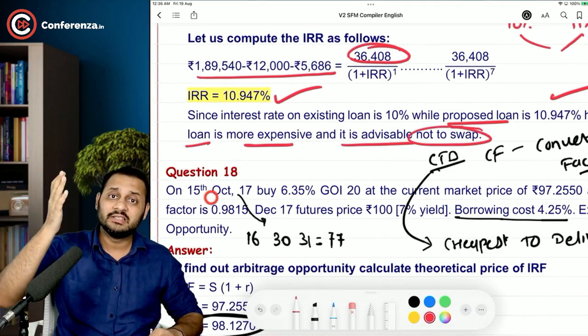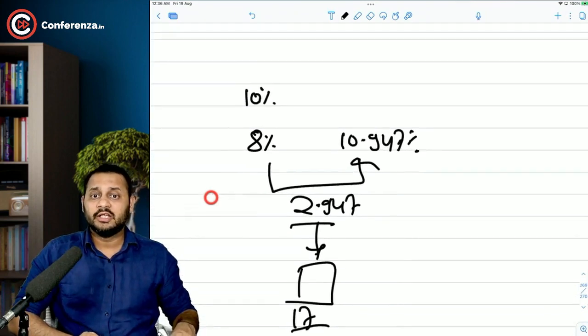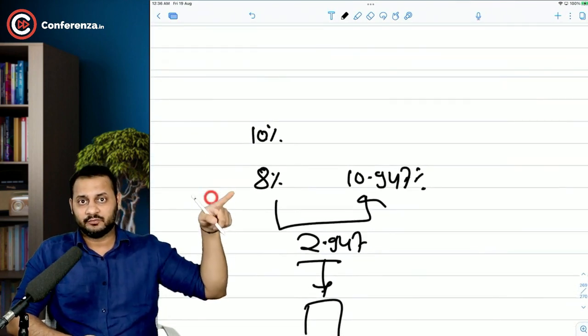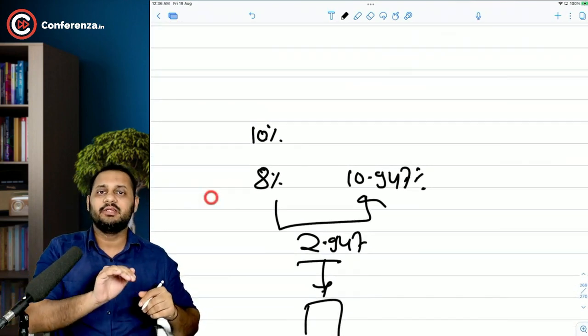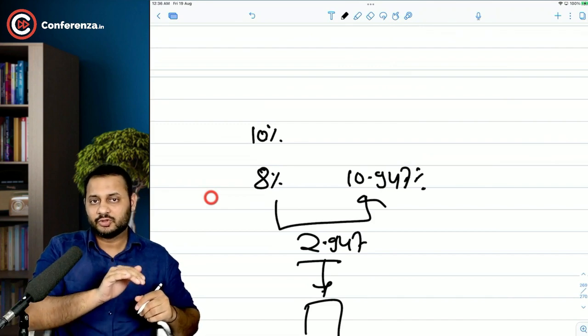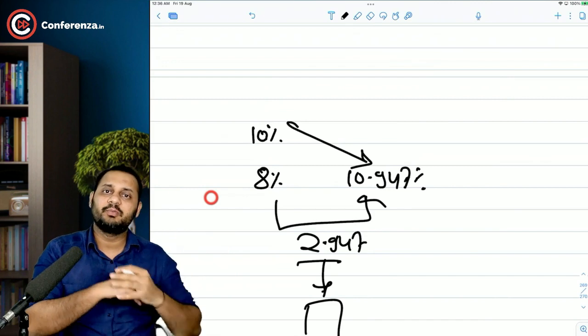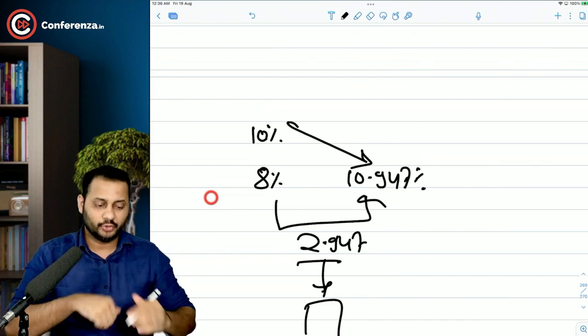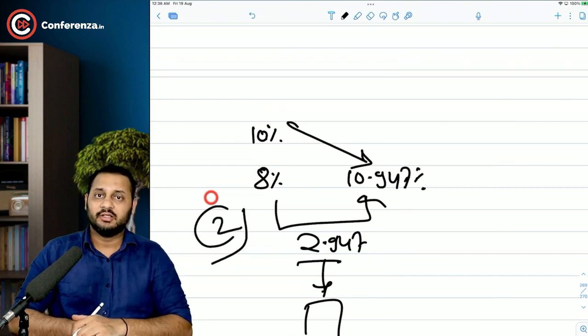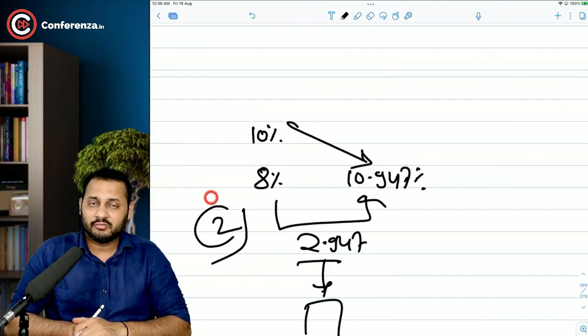And this happens in practical life, I tell you. They will show you this calculation and then the hidden charges will be the processing ones. So what will happen? Ultimately, it's costing you more. 0.947% you are paying more, and they will show you that you are saving 2%. Make sure that you are aware of this.